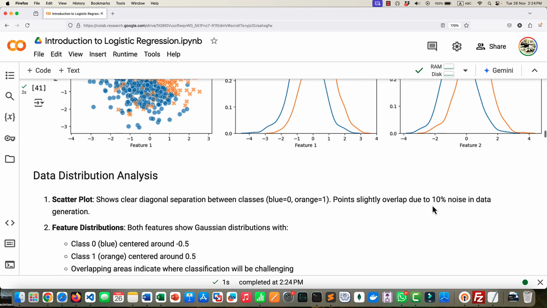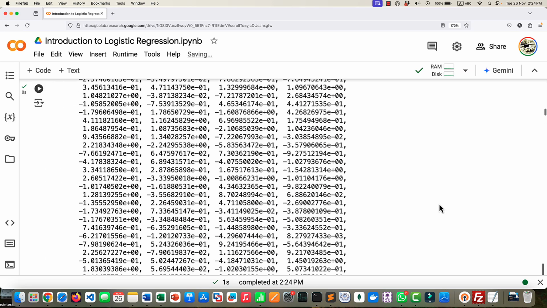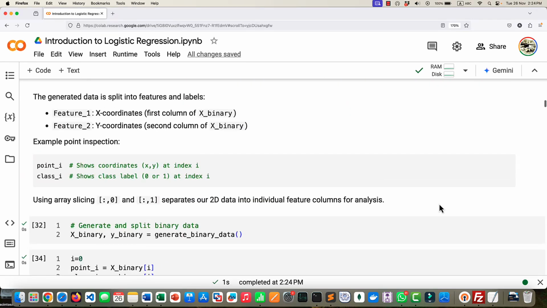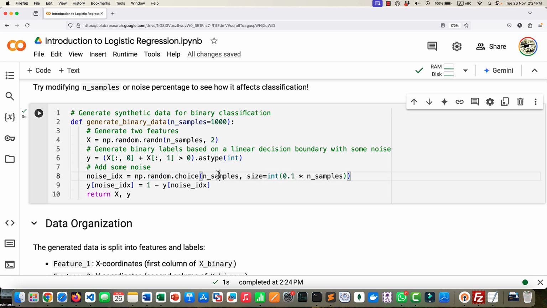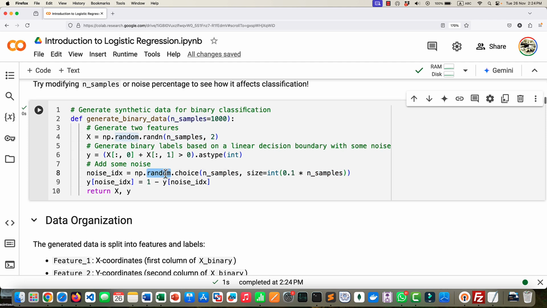Points slightly overlap because there is 10% noise in the generation of the data. Okay, in the generate function, there is a noise, because there is a randomness here. There is a randomness of the noise.